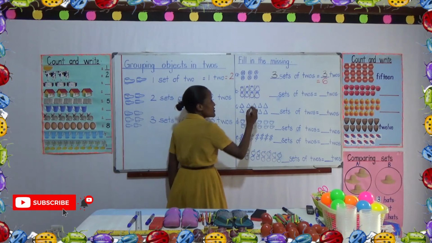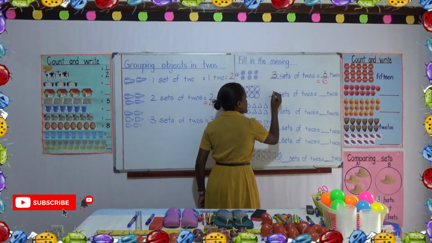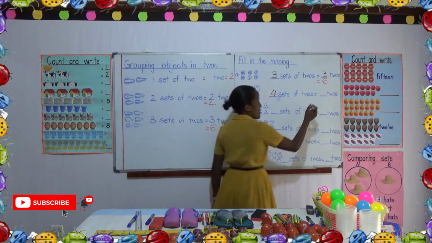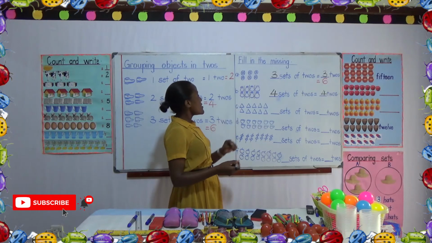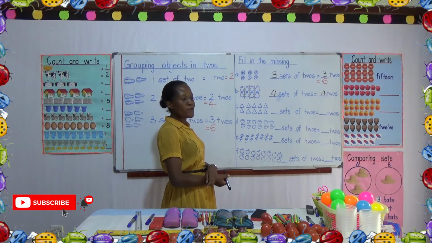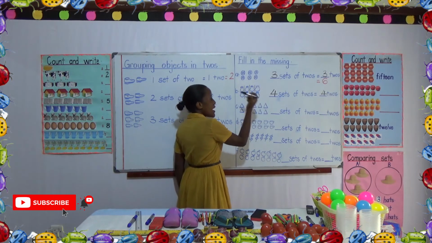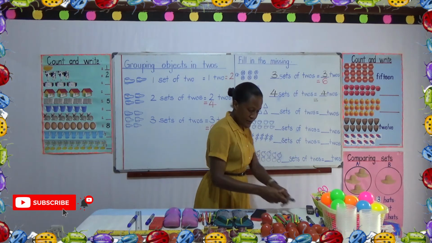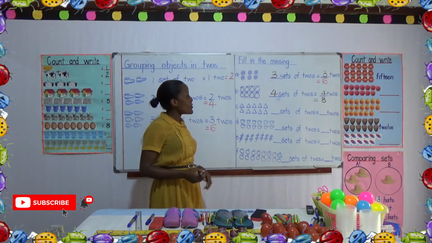1, 2, 3, 4. So we have 4 twos and 4 sets of twos. And the 4 sets of twos are the 4 twos, okay? How many objects are in the four twos? Let's count them together. 1, 2, 3, 4, 5, 6, 7, 8. So 4 twos give 8. Very good. We have counted together.